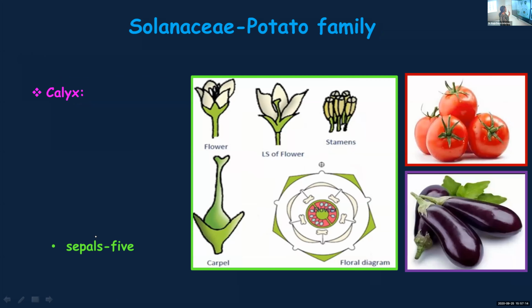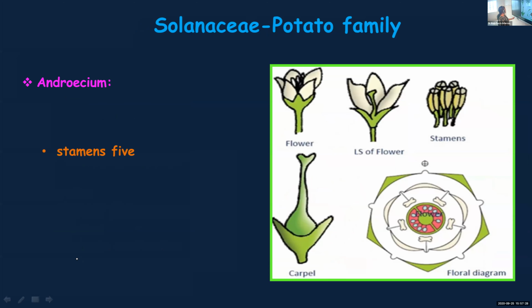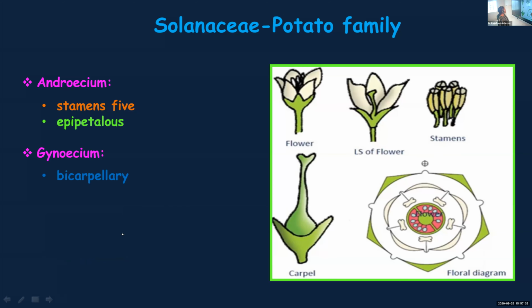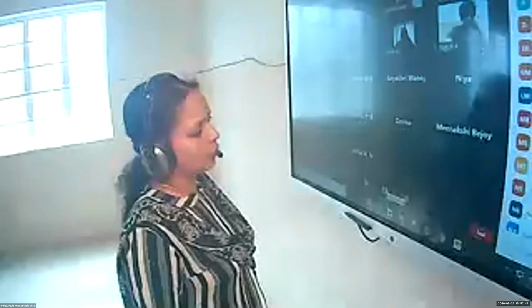Then about calyx, 5 sepals which are united and which are persistent in the fruit, valvate aestivation. Corolla, petals are 5, valvate aestivation, they are also united. Then we learned about androecium, 5 stamens, epipetalous. Gynoecium, bicarpellary, 2 carpels, syncarpous, superior ovary, bilocular, placenta is swollen with many ovules. Okay, is it clear?